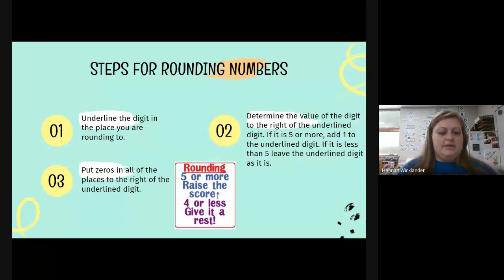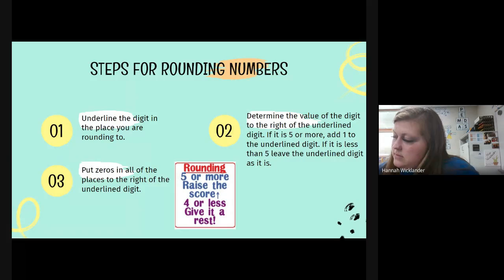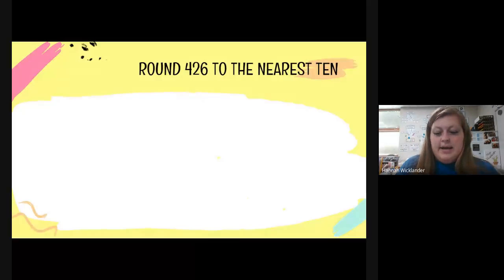So for rounding, here's a fun little rhyme. 5 or more, raise the score. 4 or less, give it a rest. So that's just a fun one to think about if you need like a little rhyme to help you. Hold on, I'm writing something down. Okay. Next, round 426 to the nearest 10.